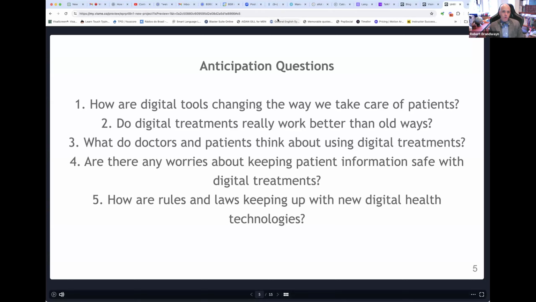These are questions that I ask before reading the text. Estas son preguntas que yo hago antes de leer la lectura, before reading the text. So with these anticipation questions, I'm going to read based on the title, and I'm going to say, what is this text about? Maybe this text can answer some of these questions for me. Do you all understand?